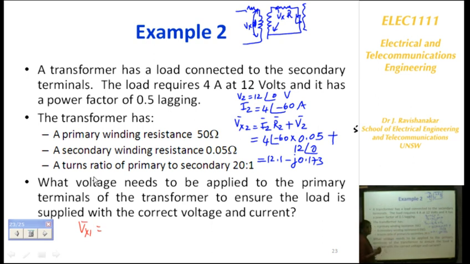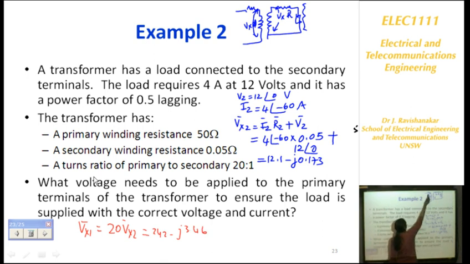Vx1 depends on the turns ratio. So Vx1 will become Vx2 times 20. The turns ratio is 20. So therefore, this is 20 times Vx2. So therefore, I get a value of Vx1, which comes to 242 minus j3.4.